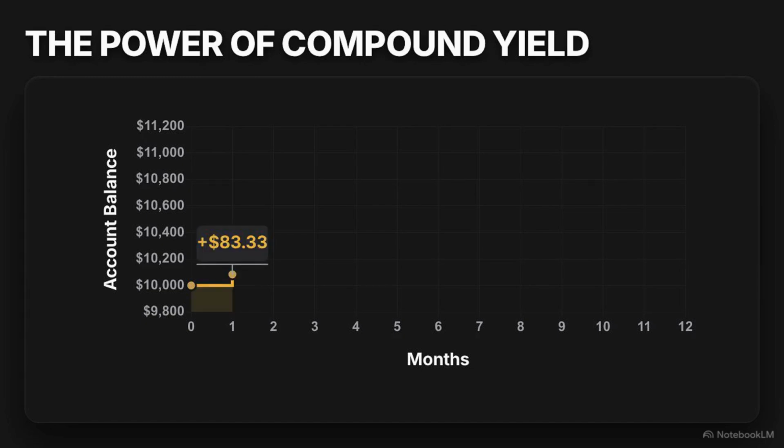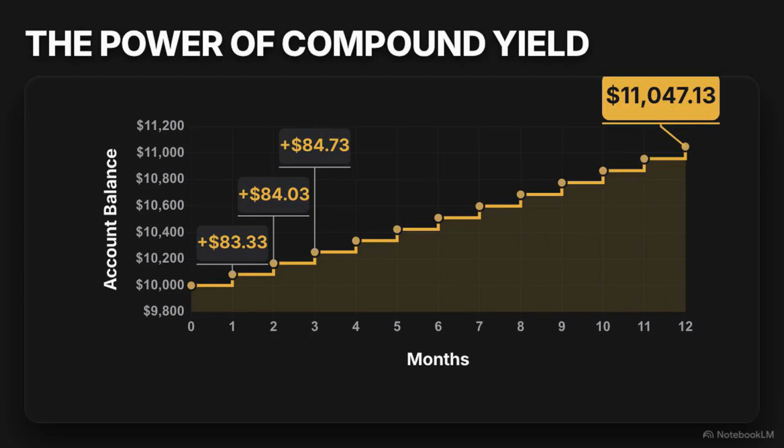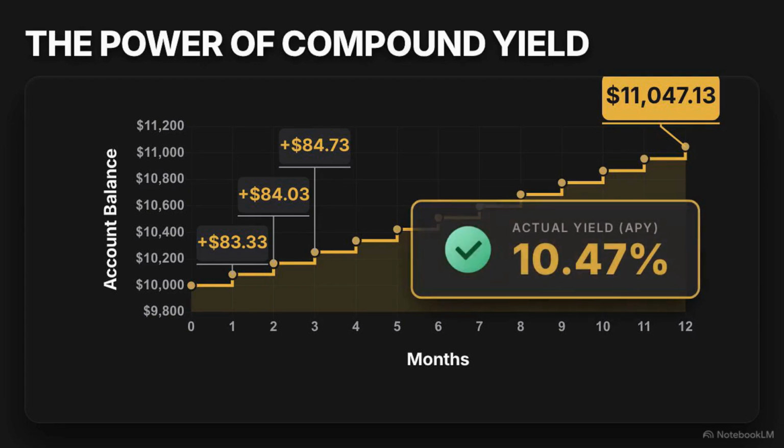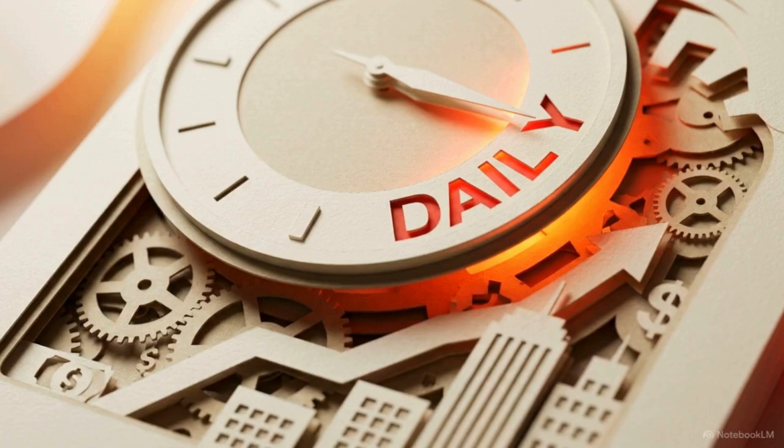Notice the snowball effect. In month 1, you earn $83, but in month 2, you earn interest on your new total of $10,083. Your next interest addition steps up to $84.03, and then $84.73. At the end of the year, your total is $11,047. Your actual yield, the APY, is 10.47%, which is significantly better than that 10% base rate. This introduces compounding frequency. Compounding frequency dictates how often your interest is calculated and added to your balance. If a bank compounds your interest daily instead of monthly, that APY pushes even higher.